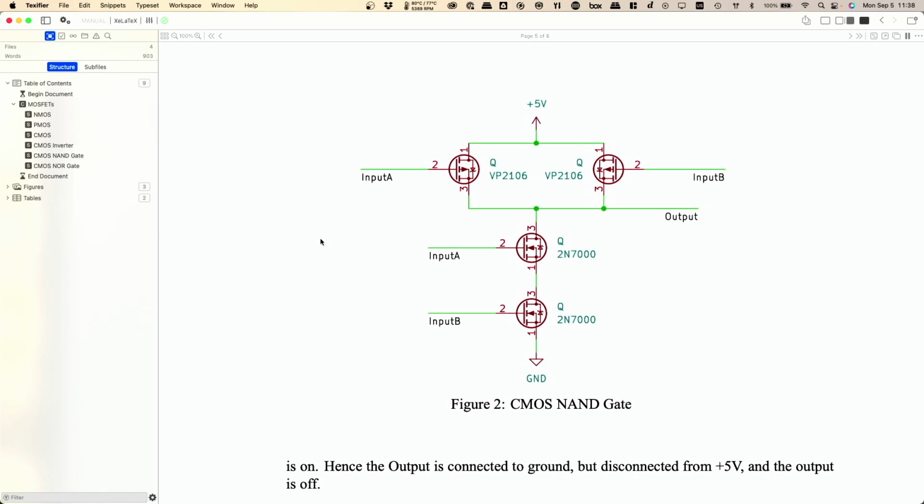Okay, so let's assume that both inputs are low. Input A is low and input B is low. What's going to happen?